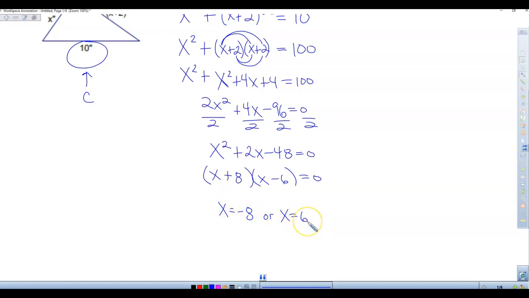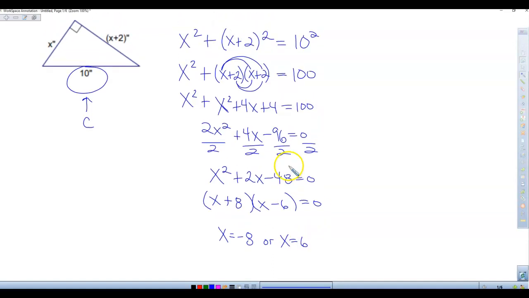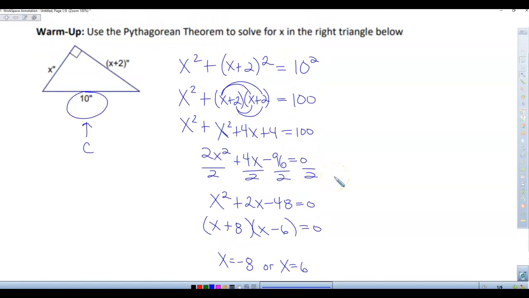And then, of course, because this is geometry class, we need to go back and make sure those answers make sense. You'll notice that x represents a side length, and so therefore it cannot be negative, so I know negative 8 is not a viable answer. So x is 6. And you could always check this as well. That'd be 6, that'd be 8, that would be 10, and 6 squared plus 8 squared does in fact equal 10 squared. 100 equals 100. There you have it, my friend.